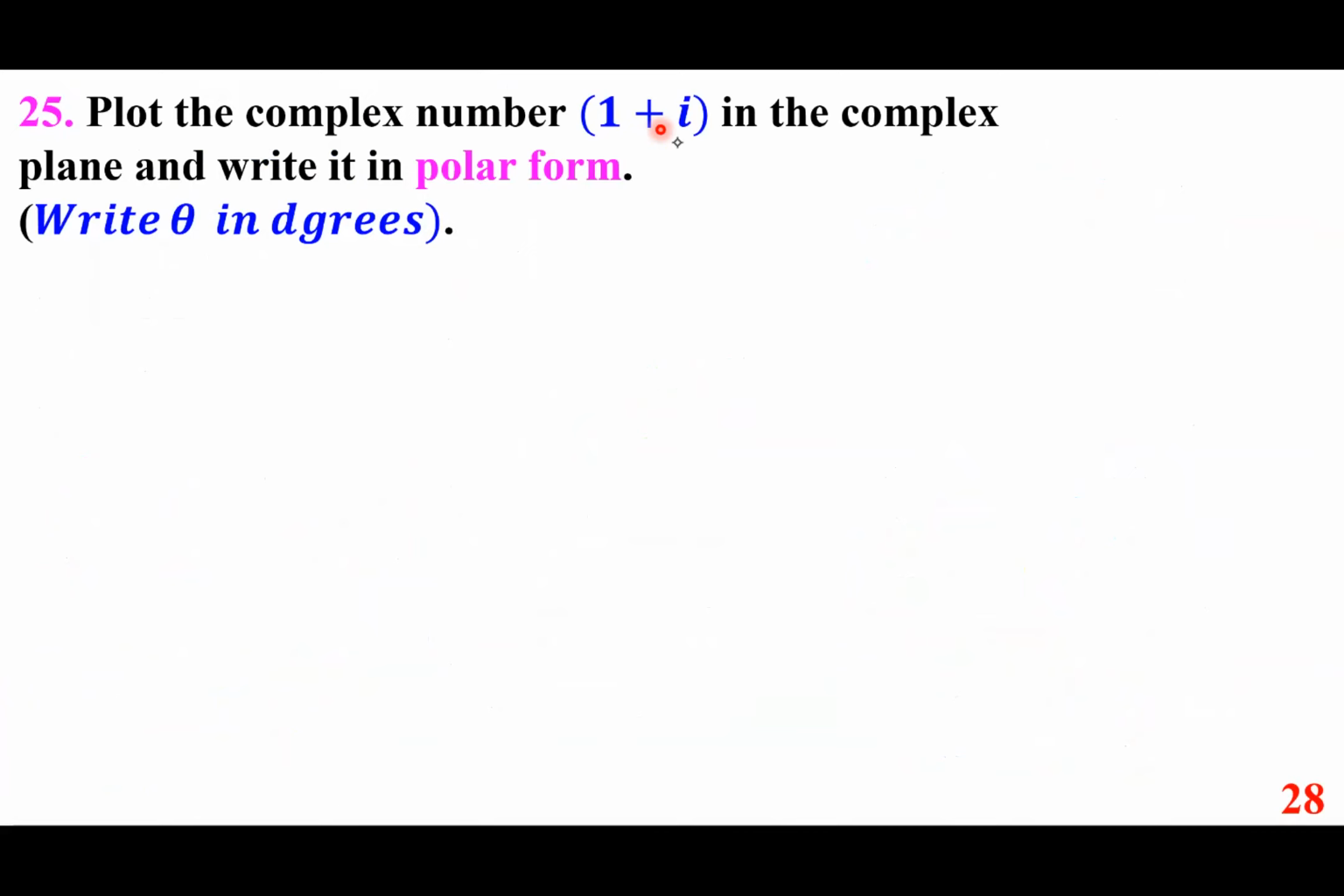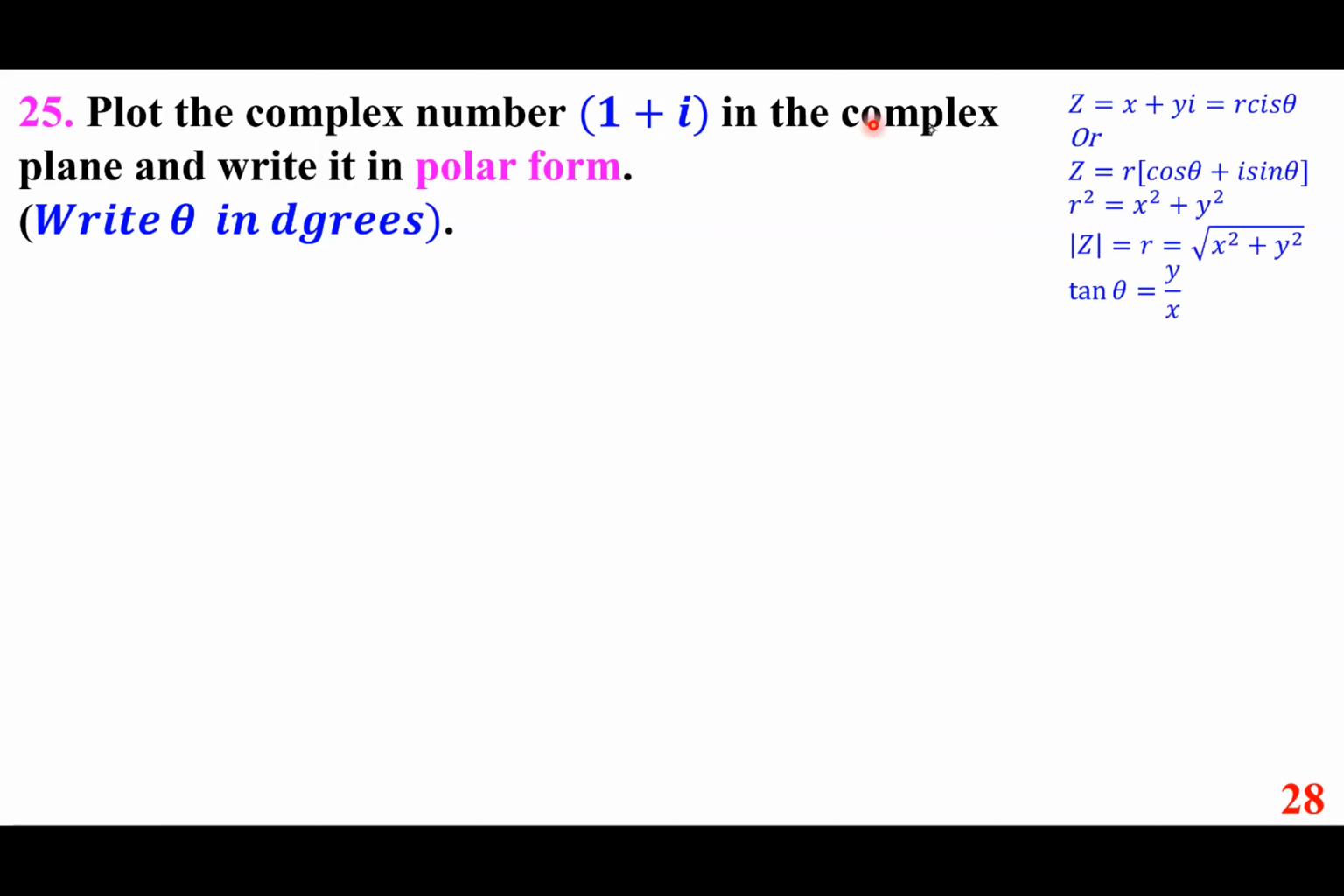Plot the complex number 1 plus i in the complex plane and write it in polar form. And we want to write the theta in degrees. So first and foremost, let's remember the idea of complex numbers is the same thing that we have studied. a plus bi, everybody remembers that, where i by definition is square root of negative 1. So z is x plus yi, or r cis theta, which means r times cosine theta plus i sine theta. This is a shorthand notation.